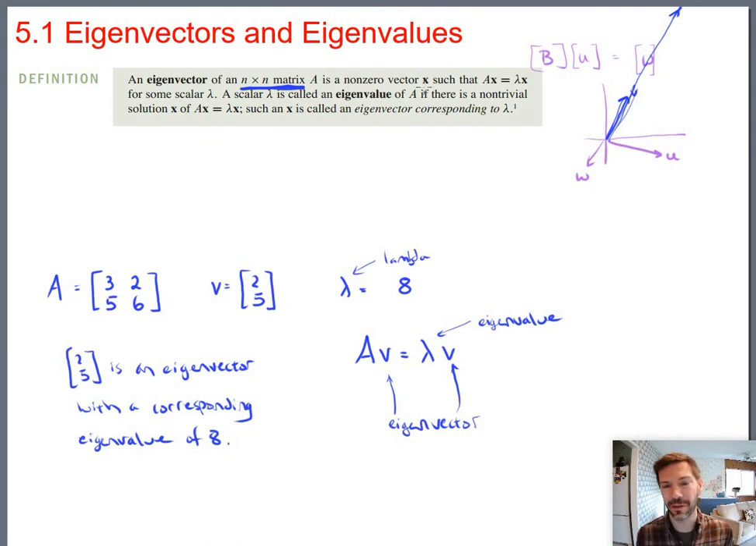And it's a non-zero vector, so obviously if you use the zero vector here, that works trivially. But it's got to be a non-zero vector x such that multiplying the matrix times x is the same as multiplying a constant by x for some scalar, lambda. The scalar is called an eigenvalue if there's a non-trivial solution to this basic equation down here, and x is called the eigenvector and lambda is called the eigenvalue.